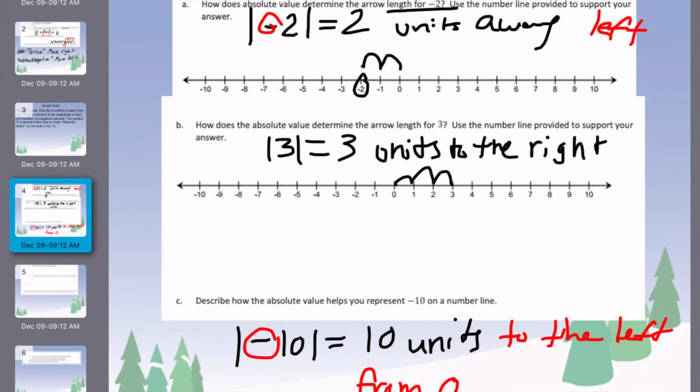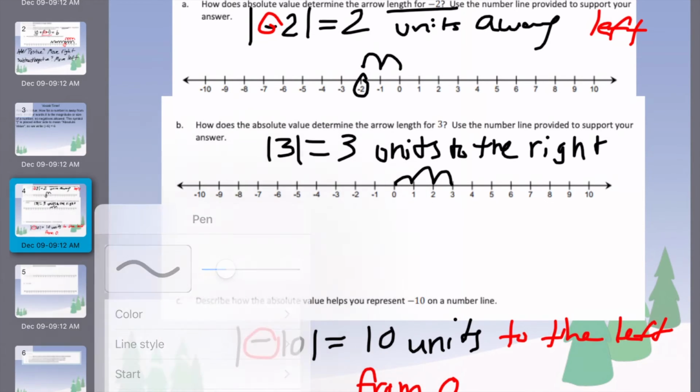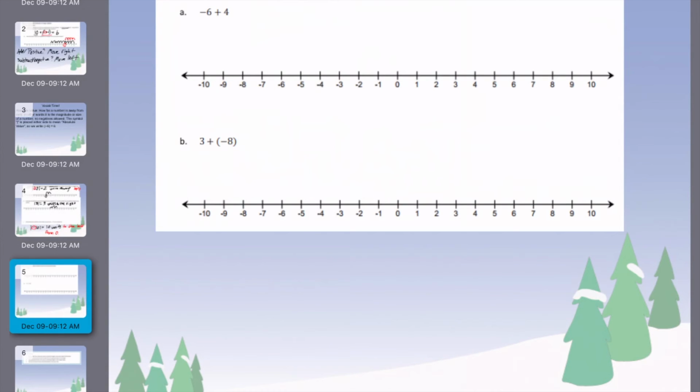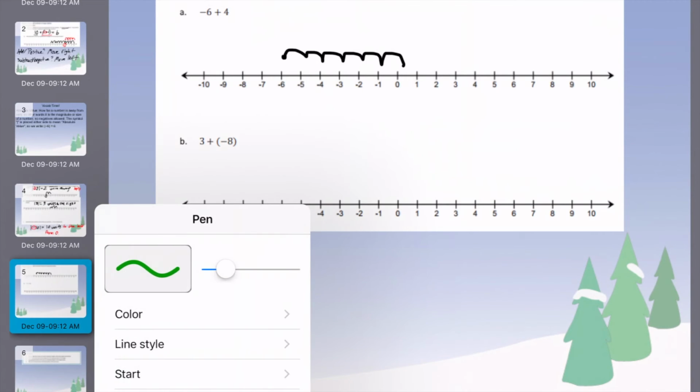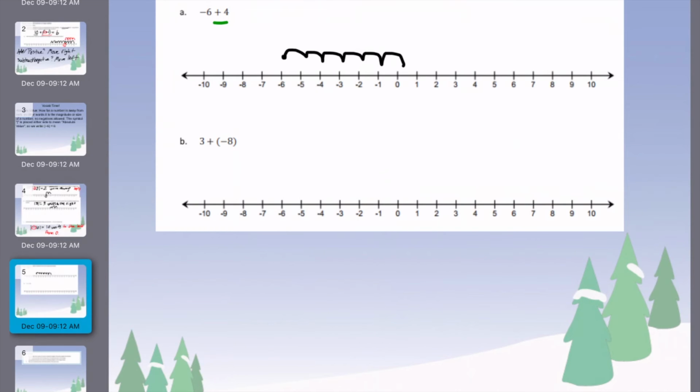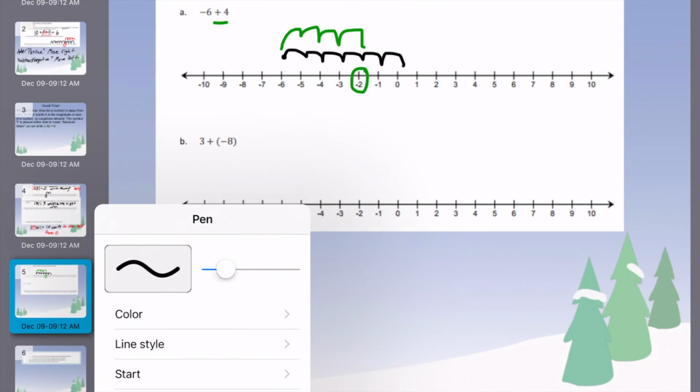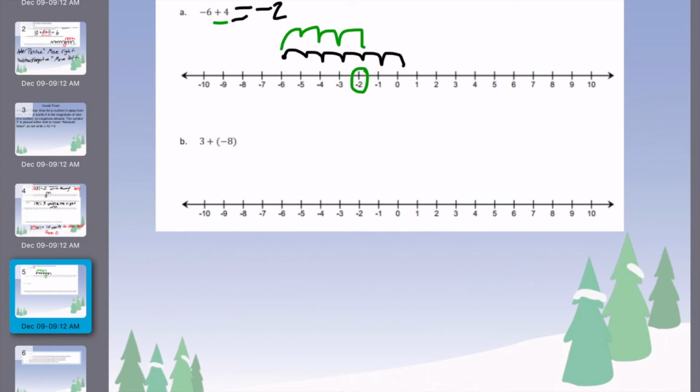Okay? So let's answer some other questions, shall we? Create a number line model to represent each of the expressions below. -6 plus 4. So again, I have to go from 0. I have to go to the left 6. So I go 1, 2, 3, 4, 5, 6. And then I need to move to the right because I'm adding. I need to move to the right 4. 1, 2, 3, 4, and I finish at -2. So I know that -6 plus 4 equals -2.